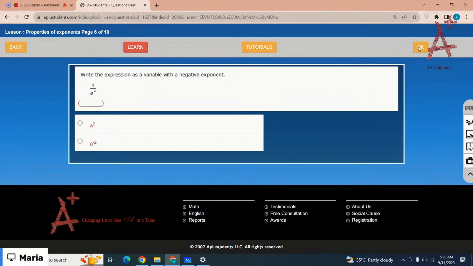Write the expression as a variable with a negative exponent, right? That is the negative exponent rule you have to apply here. It would be 1 over a squared. So when you move it to the numerator, it would have a negative exponent. So the second one is the correct option.